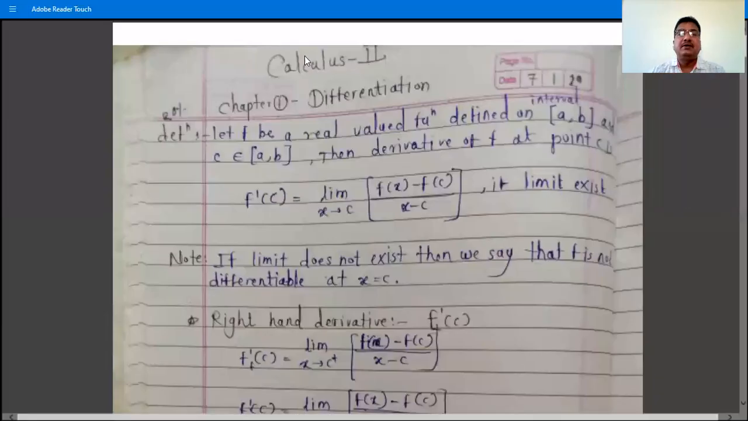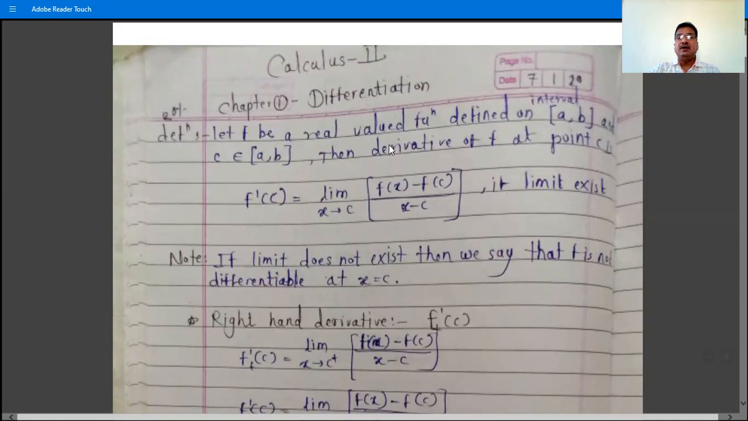Welcome all of you. We are going to start the paper second, that is Calculus 2, and it is the continuation of Calculus 1. In Calculus 1 there are the topics limit, continuity and sequence, and now we are going to study Calculus 2 in this paper. The first topic is differentiation. So we are going to start chapter number 1, differentiation.